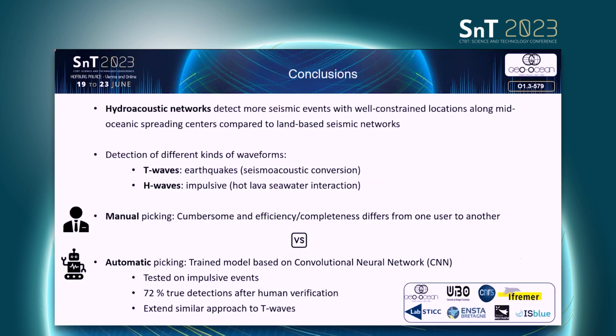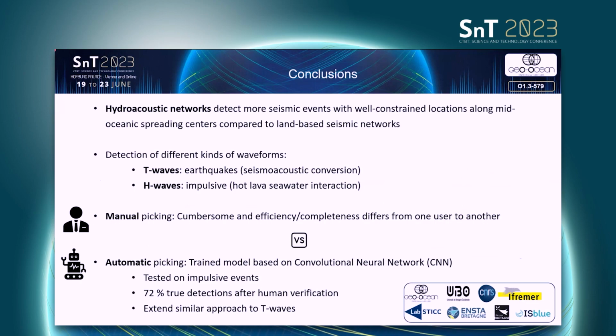So on the overall approach, it has been observed that the hydroacoustic network helps to understand the seismic event with a well-constrained location and time. We can distinguish between different types of phases, like the T waves from the earthquakes or the H waves from the volcanic events. But the manual picking takes a lot of time and its efficiency varies from user to user. But the automation is helping to get one step ahead with the maximum number of detections within a given time.